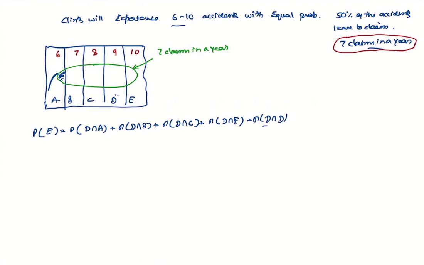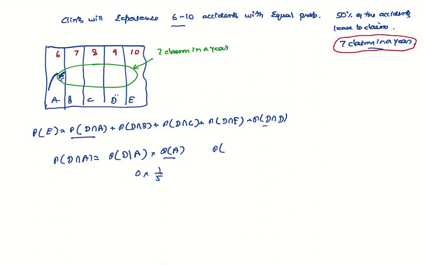So let's say the probability of D and A is going to be probability of D given A times probability of A. Now probability of A we know is 1 by 5. The probability of 7 claims in a year, knowing that you have 6 accidents, is going to be 0. So this is going to be 0.